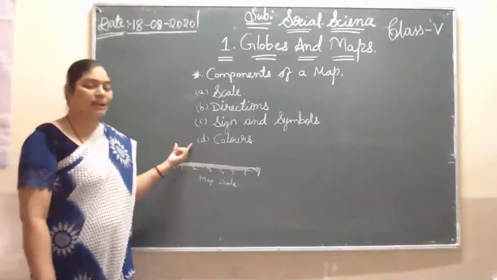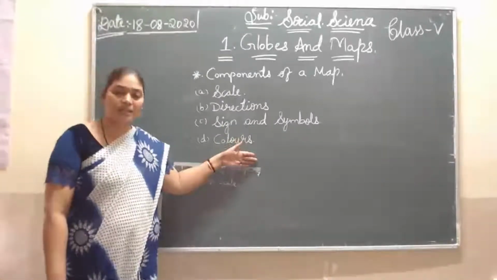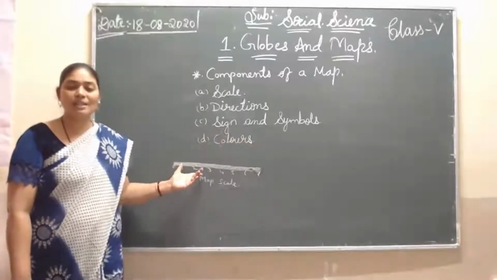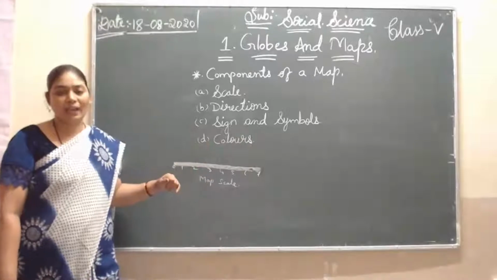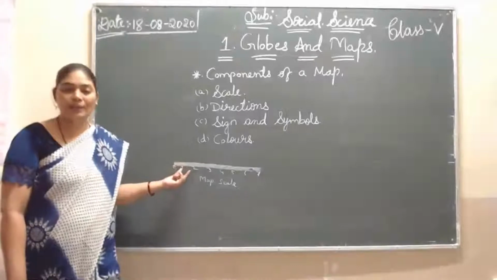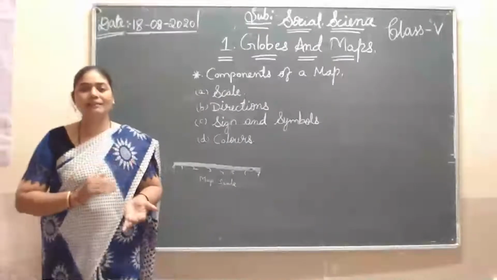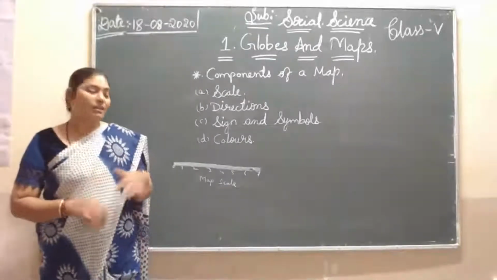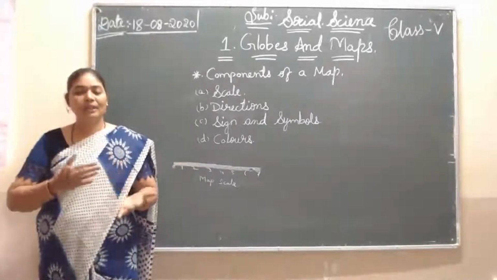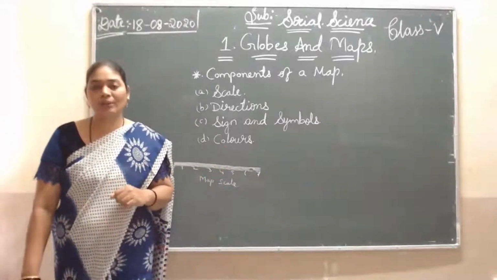For example, if our Karnataka is far from the other state, they show 10 centimeters or 20 centimeters. It means 10 kilometers or 20 or 5 kilometers, like this we have to think. In the scale they show that 1 centimeter means 1 kilometer, 2 centimeters means 2 kilometers. Like this we have to understand it. So 1 centimeter equals 1 kilometer.